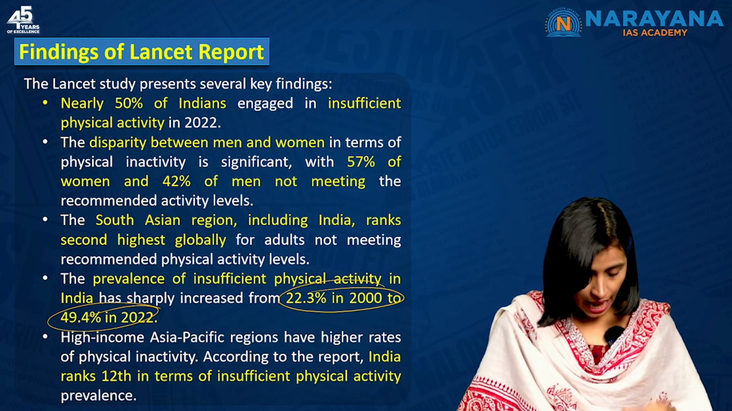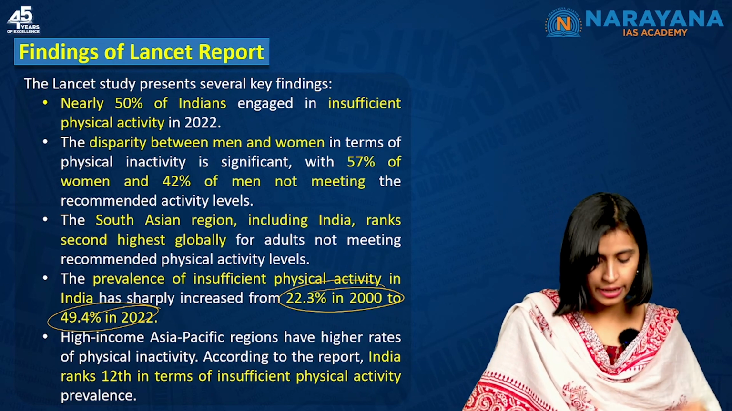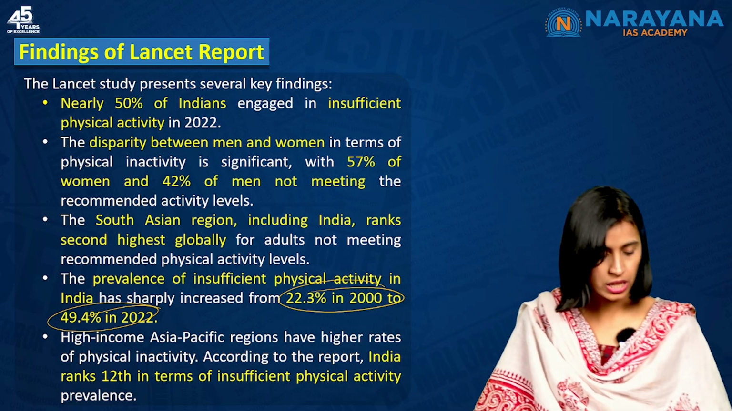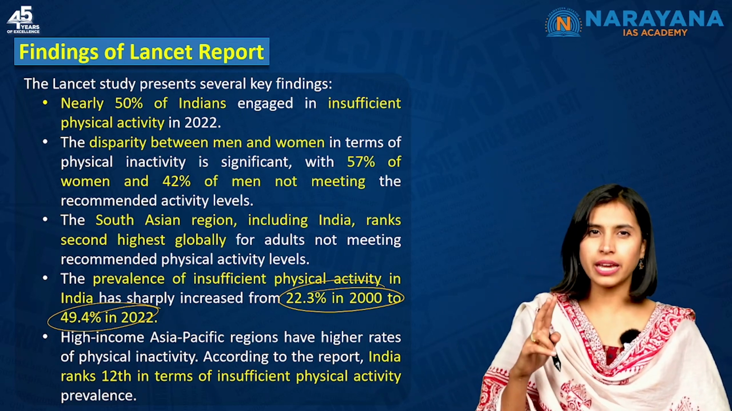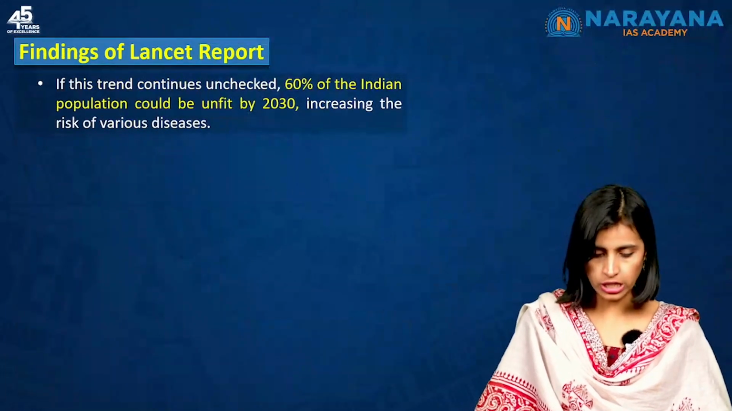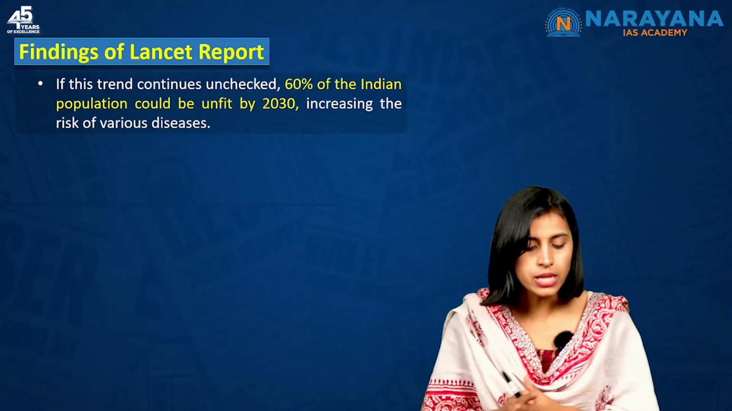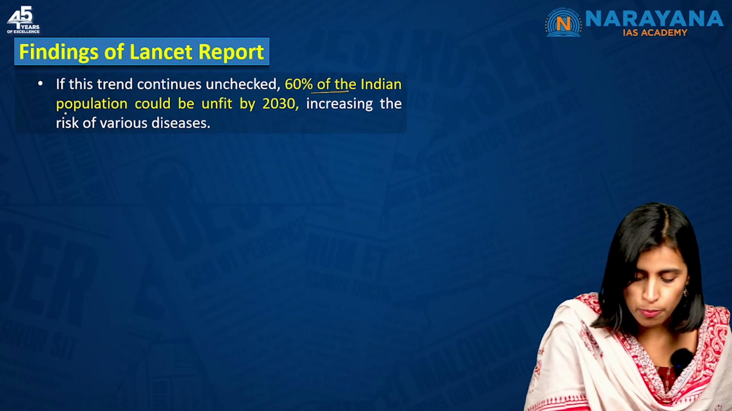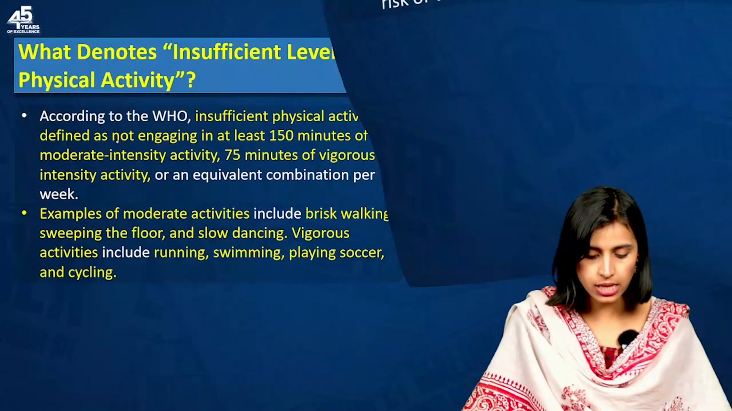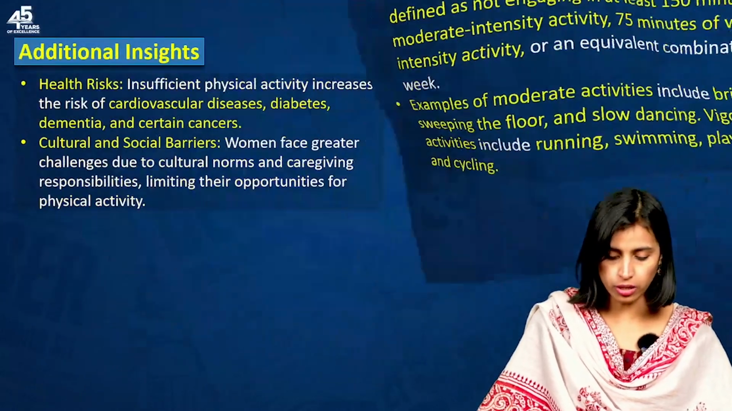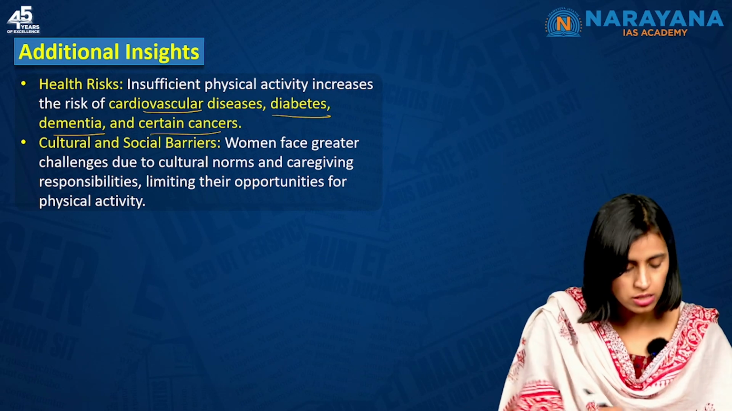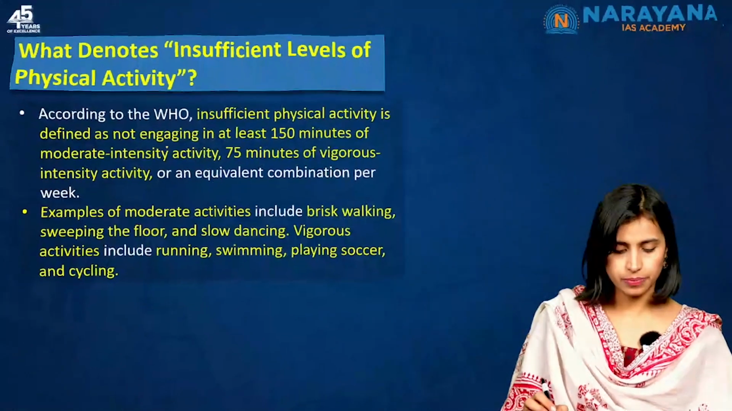Lastly, the high-income Asia-Pacific region has a higher rate of physical inactivity. According to the report, India ranks 12th in terms of insufficient physical activity. So at the Asia level, second, and at the global level, it is 12th. So it is not a good picture for India. And if the trend continues, 60% of the Indian population would be unfit by 2030, increasing the risk of various diseases that include cardiovascular diseases, diabetes, dementia, and certain kinds of cancers.